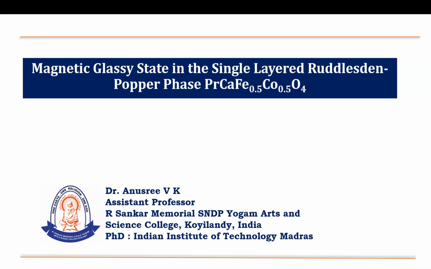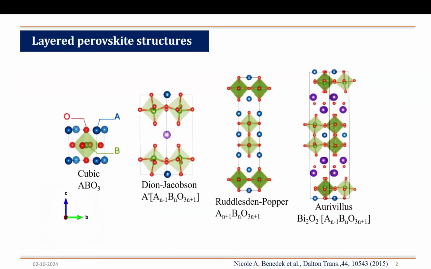This is an iron and cobalt-based Ruddlesden-Popper phase. So when I say layered perovskite, everyone might be familiar with the ABO3 perovskite structure. Apart from ABO3 compounds, we have many layered perovskite structures such as Ruddlesden-Popper phase, Dion-Jacobson, Aurivillius, etc.